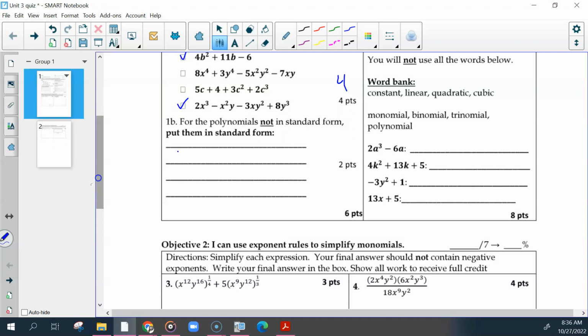The first one was 8x to the 4th minus 5x squared y squared, minus 7xy, plus 3y to the 4th. Remember that ABC order trumps highest exponent, so it has to be all of your x's first, then xy's, then y's, even though this has a higher exponent. And then this other one was 2c to the 3rd, 3c squared, 5c to the 4th.